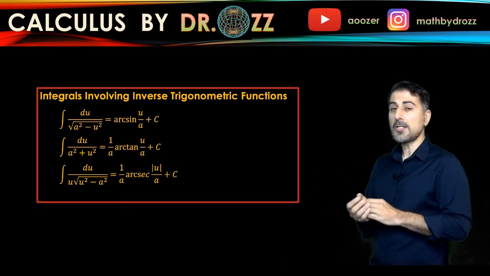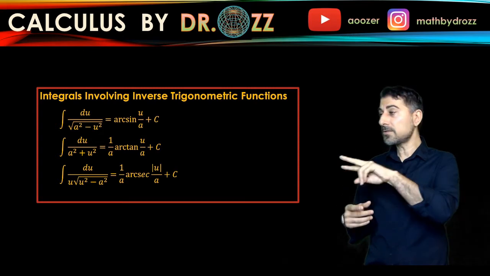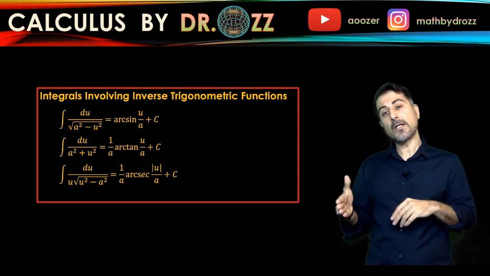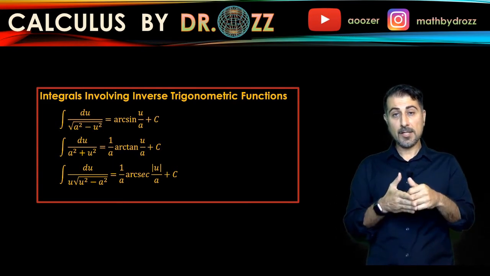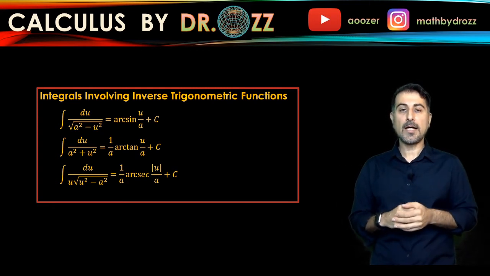And in the last one, you have the difference of squares, but this time the position of a and u changed. So the first thing that is squared is the variable u, and the second one is the number a squared. So this is an arcsecant type integral.